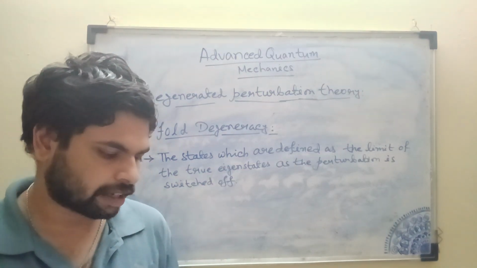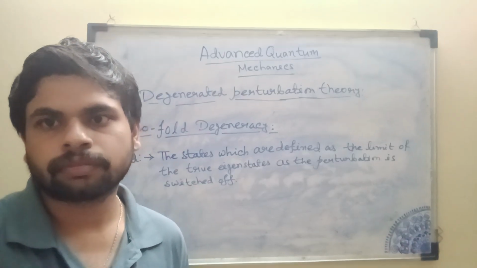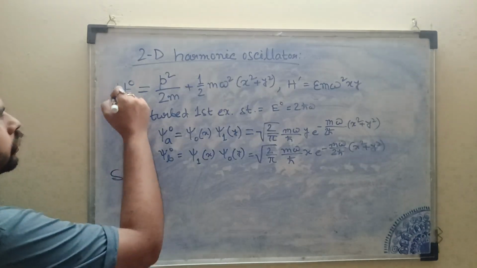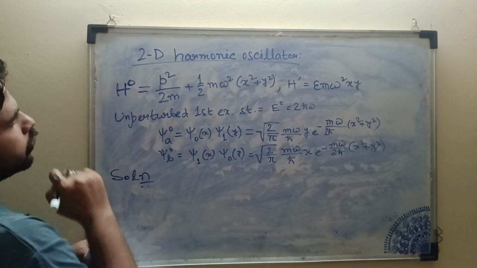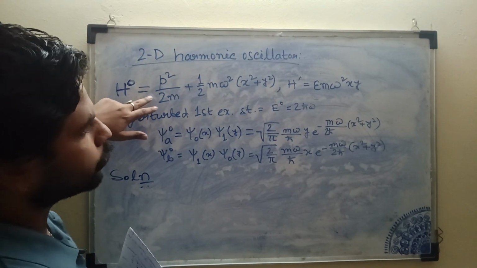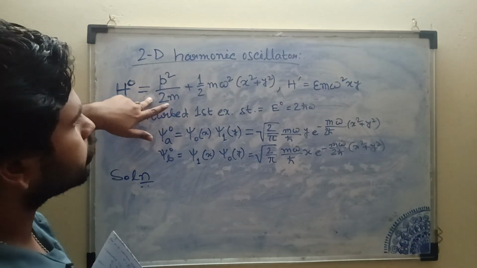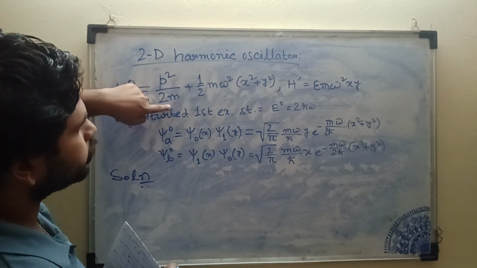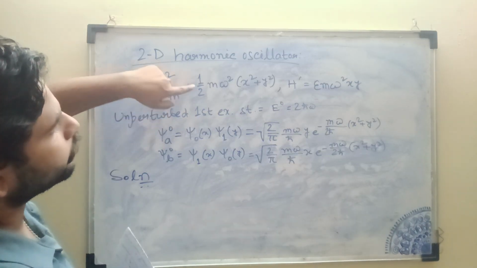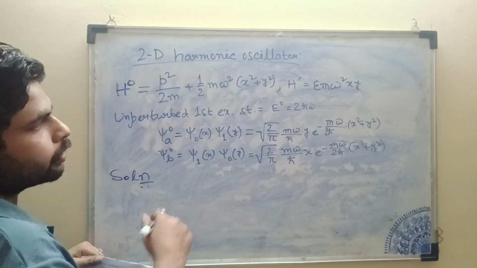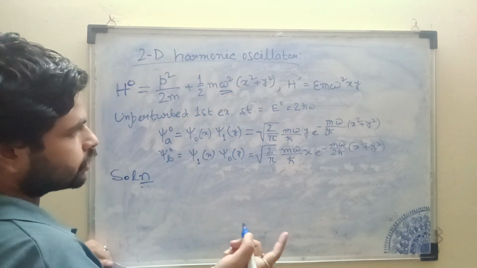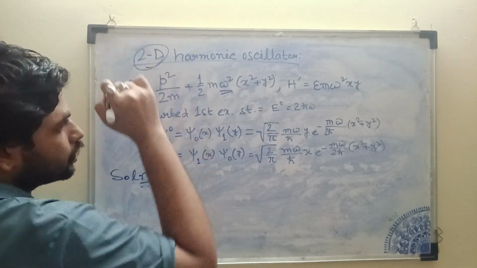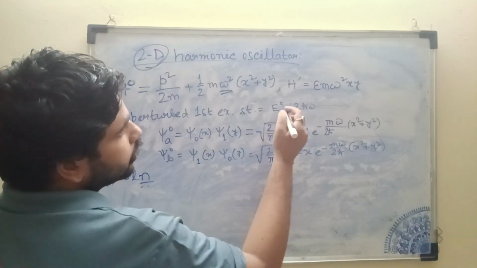Okay, for a two-dimensional harmonic oscillator. So this is the problem here. This is H, the Hamiltonian without perturbation of the two-dimensional harmonic oscillator: P square by twice m of mass m plus half m omega square times x square plus y square, where omega is the characteristic frequency of the oscillator, and x square plus y square because it is a two-dimensional harmonic oscillator.